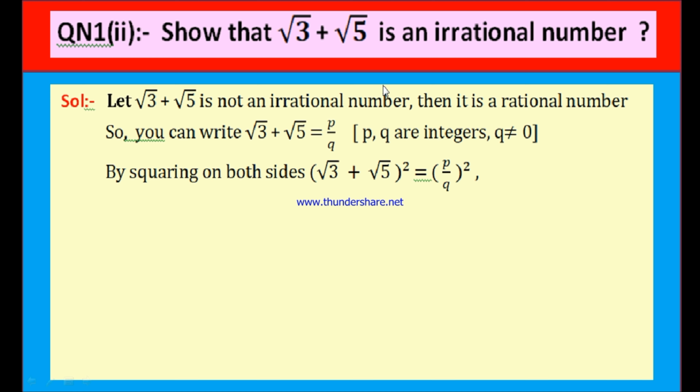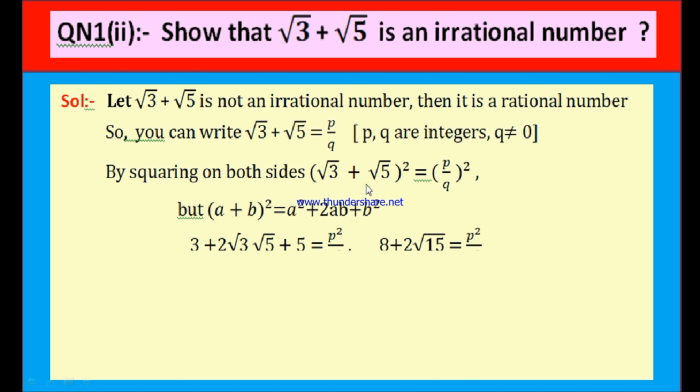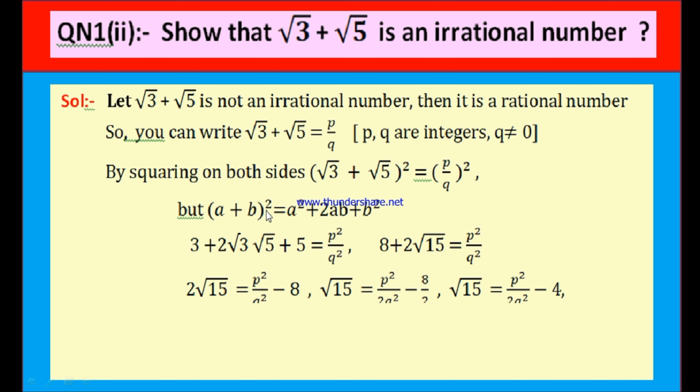Now, since you can find square roots, let us square on both sides. LHS whole square is equal to RHS whole square. Now LHS is in the form of (a plus b) whole square. What is the formula to find (a plus b) whole square? a square plus 2ab plus b square.